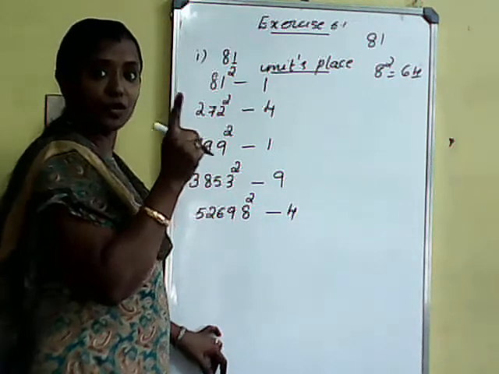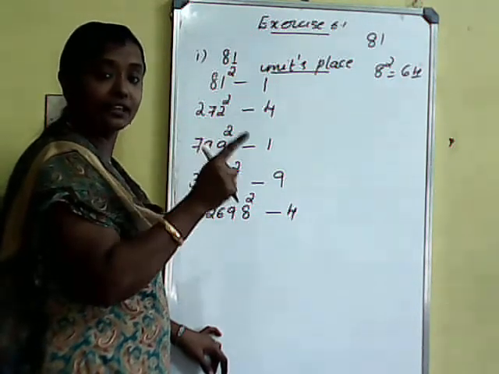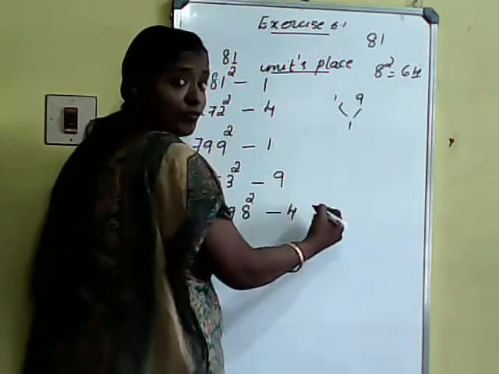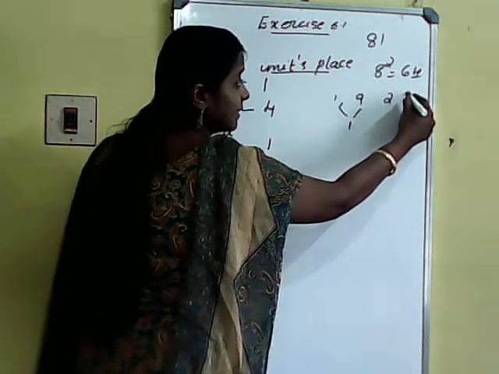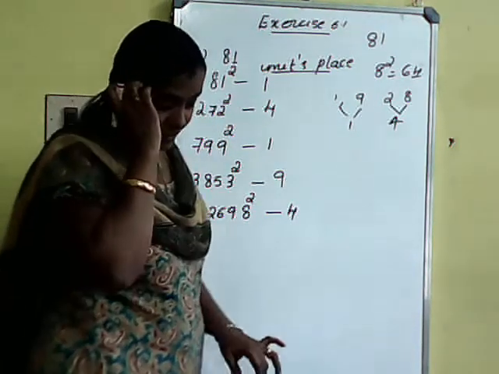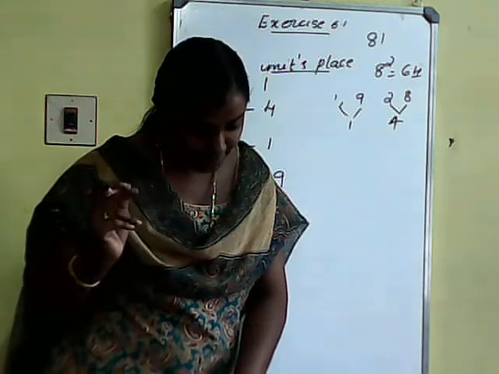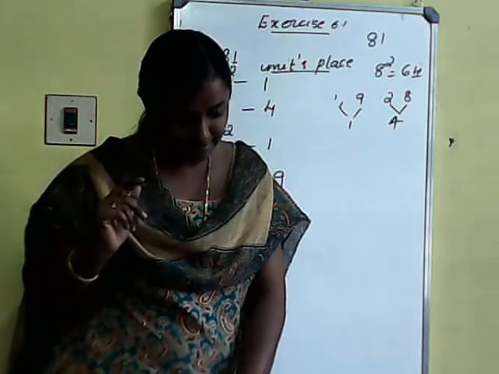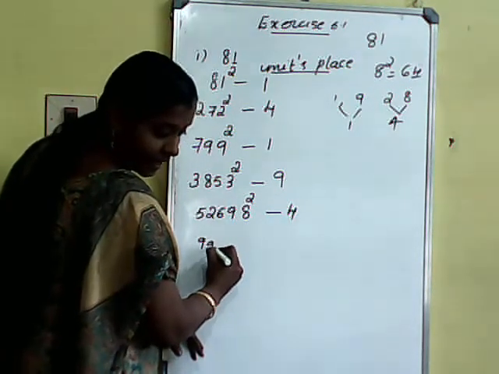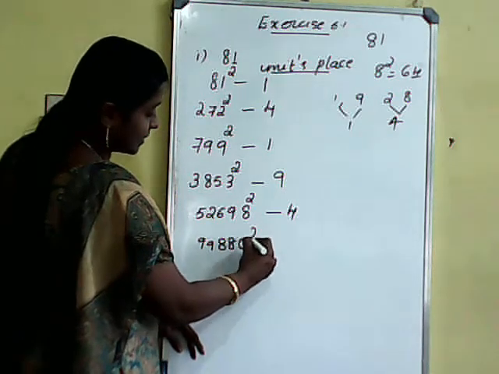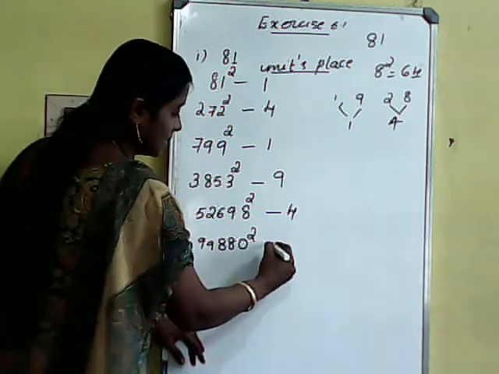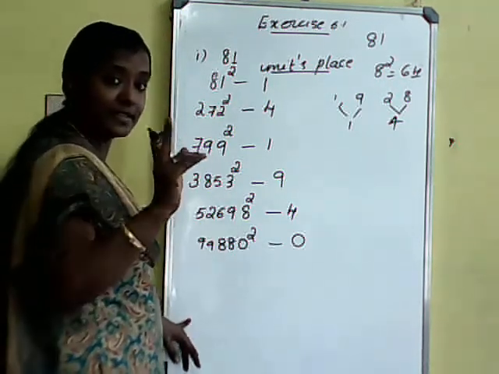In the previous module I already discussed the pairs. 1 and 9: the units place comes 1. 2 and 8: 2 twos are 4, 8 eights are 64, so the units place is 4. We have already discussed this in the previous module. Then one more question, 99880. Take its square. In the units place the number is 0, so 0 squared is 0. Units place is 0. This is the type of problem in the first question.